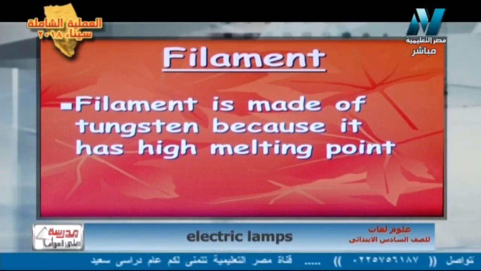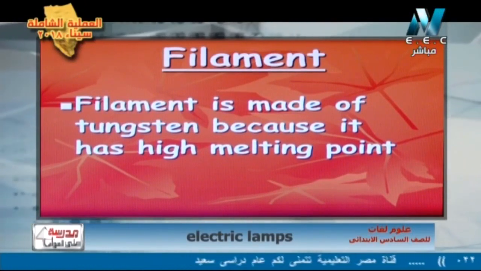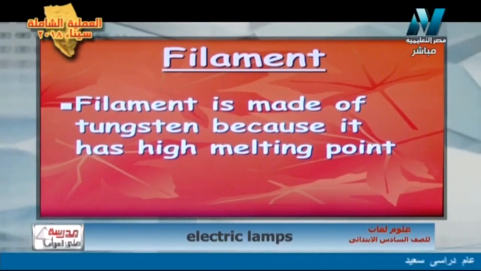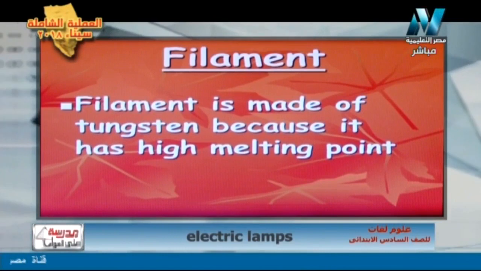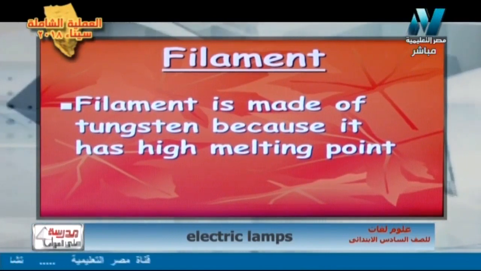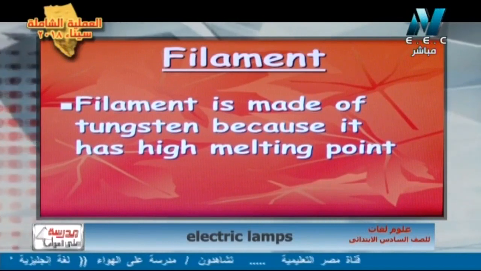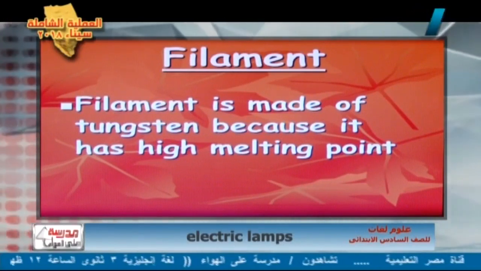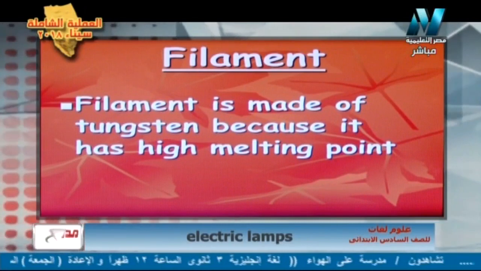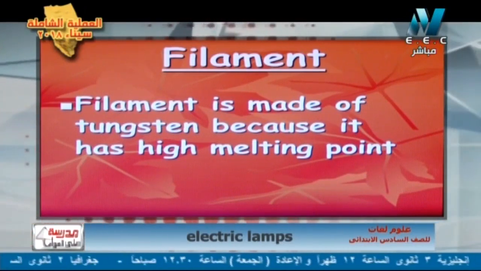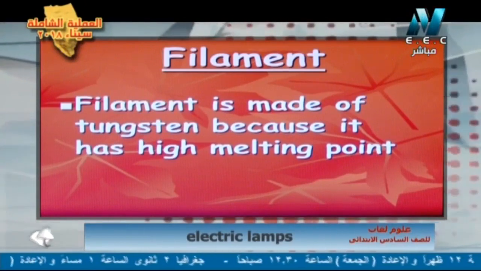Is made of tungsten. What is tungsten? It is a metal, but one with a very high melting point, so it can withstand giving light and glowing without being cut. So again, the filament is made of tungsten. Why? Or give reason: because it has a high melting point.